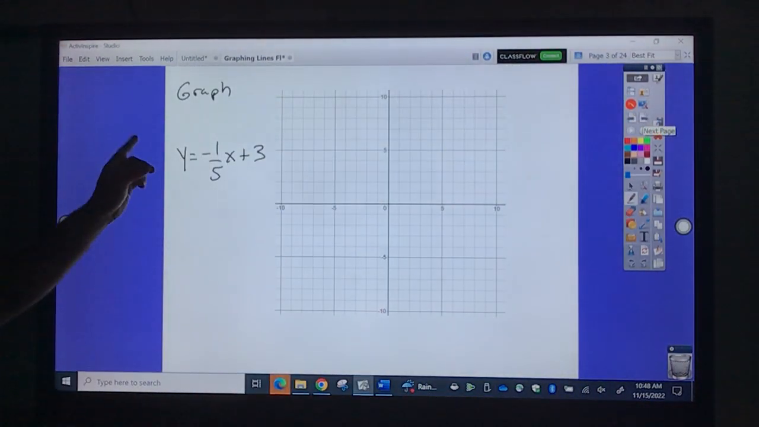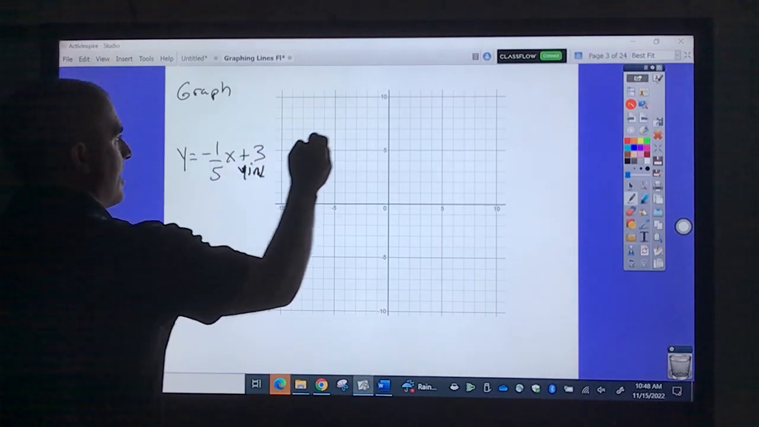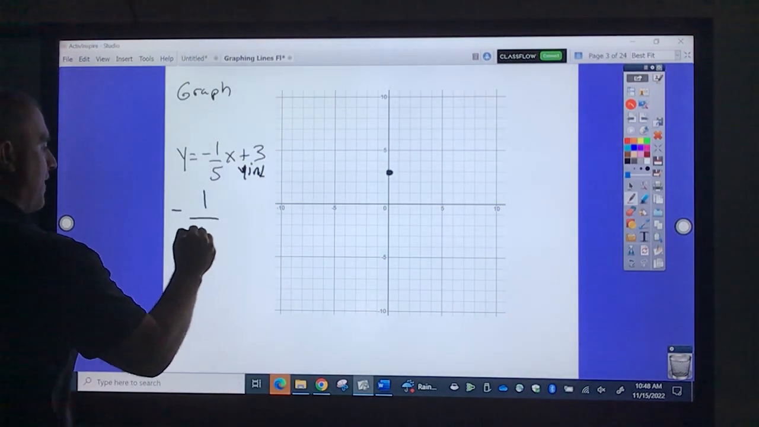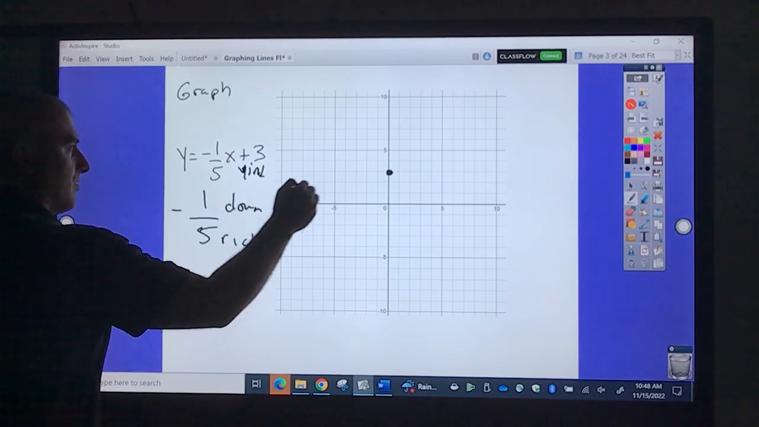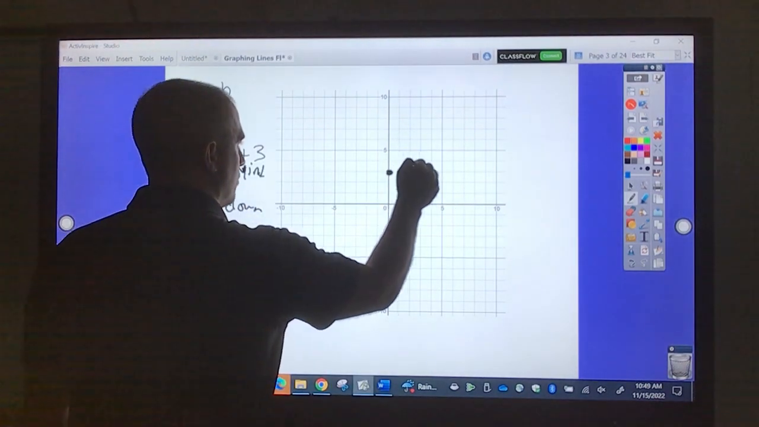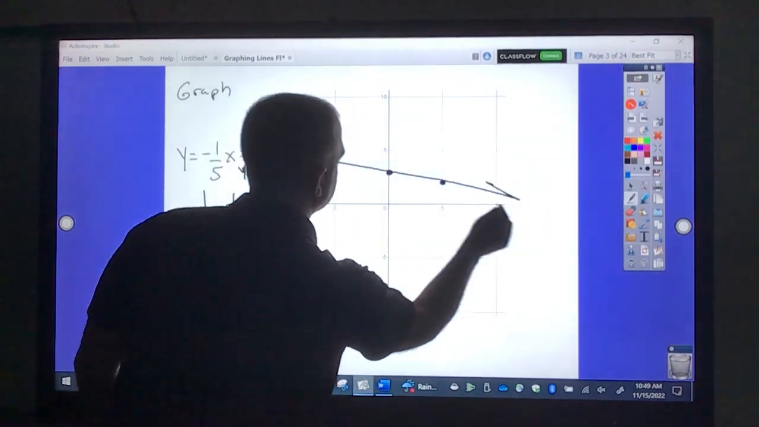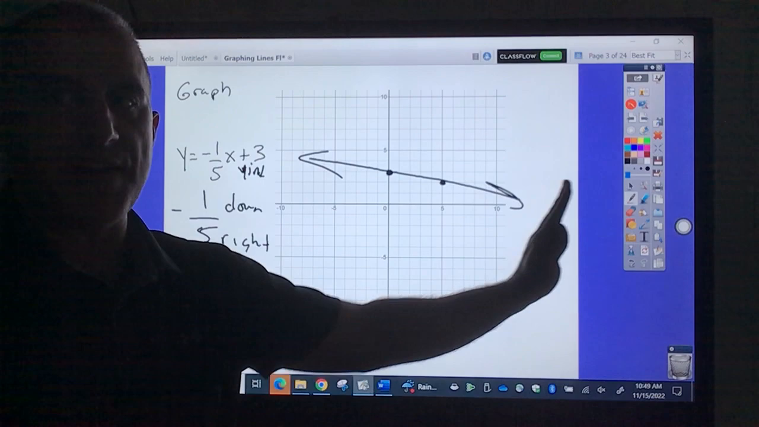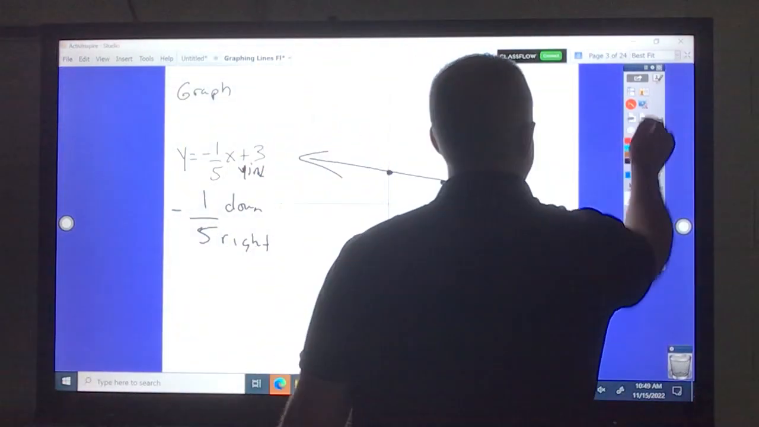Now let's look at this one. This would be my y-intercept here, so on that y-axis I'm at 3. What does -1 over 5 mean? 5 right, 1 down. So from this, 1, 2, 3, 4, 5, 1 down, and I can connect the dots. Just like we plot points, left and right first, then up and down. It will make it easier for you.